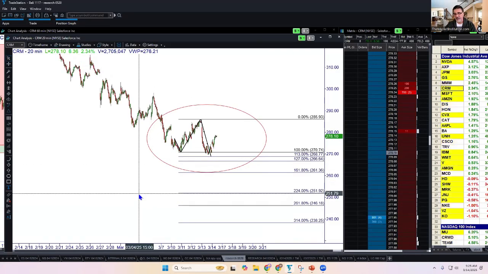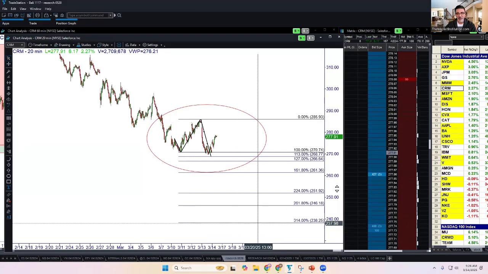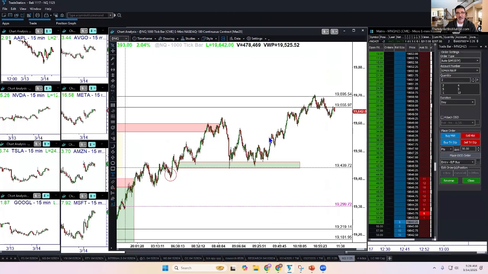Fibonacci measurements, extensions, and retracements are always used in confluence with other price patterns.